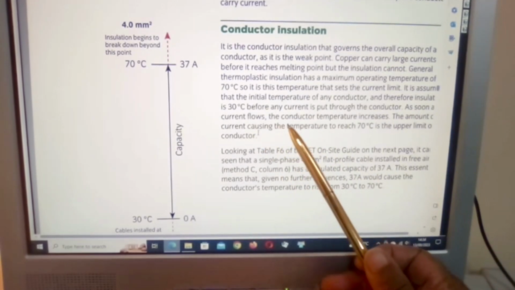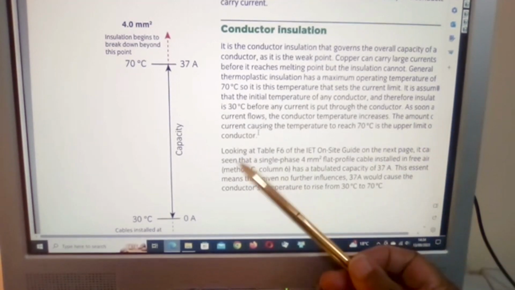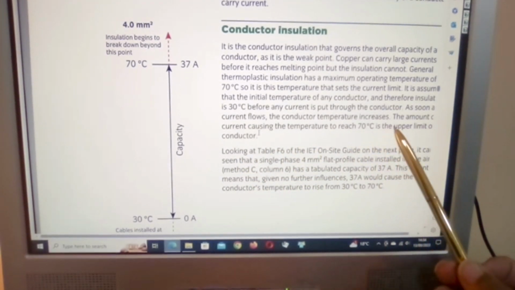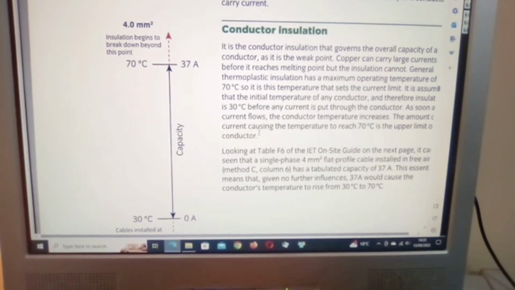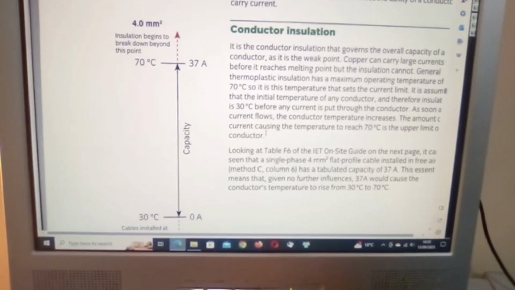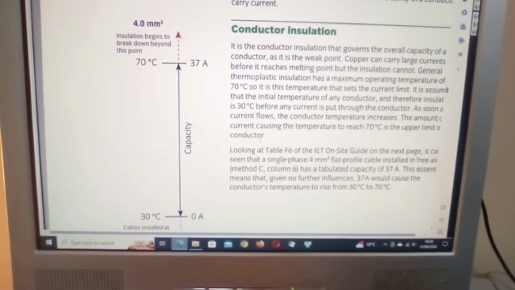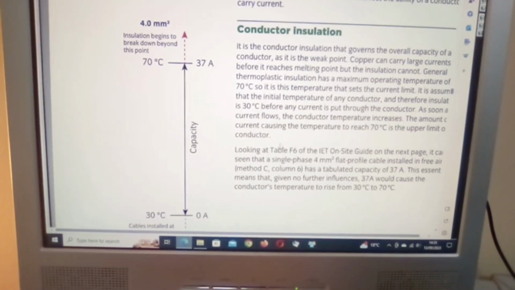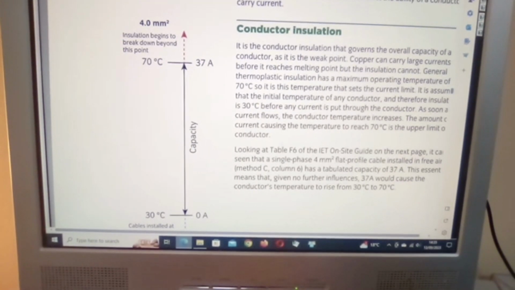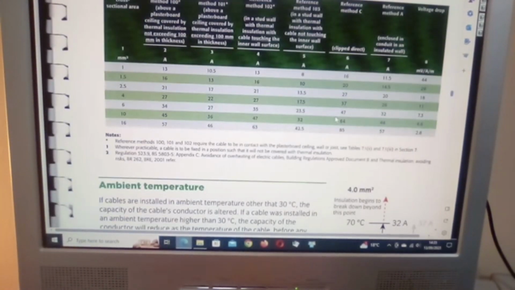As soon as the current flows, the conductor temperature increases. The amount of current causing the temperature to reach 70 degrees Celsius is the upper limit for conductors. Well, you improvise these little bits here for me. I've got a cut-off point here, which I did not realize had happened before. But you can simulate that for yourselves anyway. I'm not going to stress too much on that, because it's only to provide you with a background and so forth, okay?